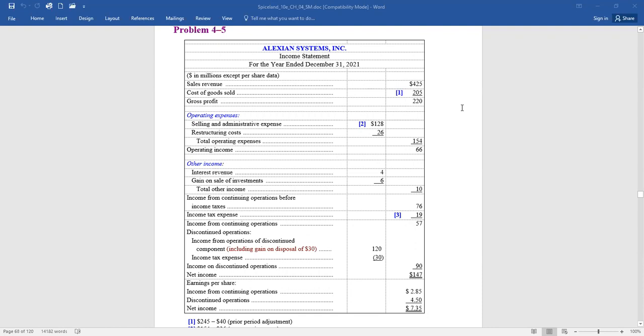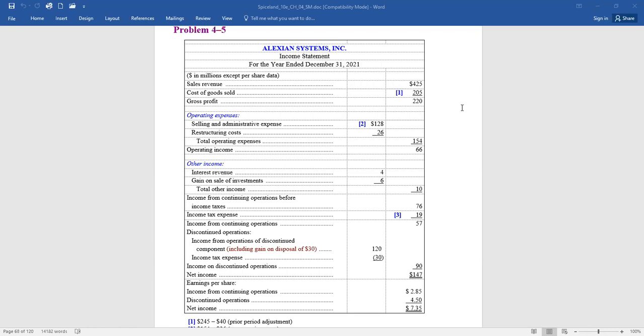Selling and administrative says there's 154, but it tells us in part 1, selling and administrative expense includes 26 million in restructuring costs. Well, they should be reported separately on the income statement. So we'll take that portion out and put it on its own line. So our total operating expenses are 154. Subtract that from gross profit to get our operating income of 66.